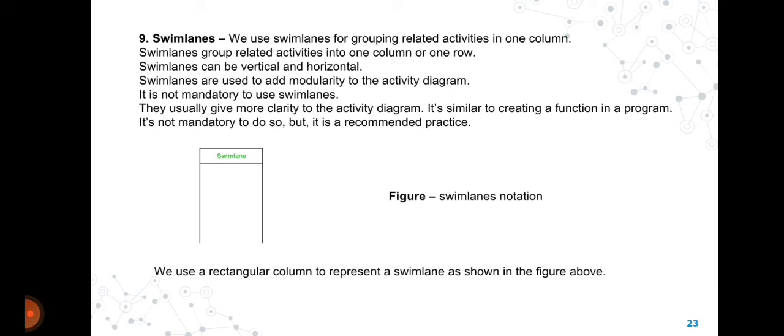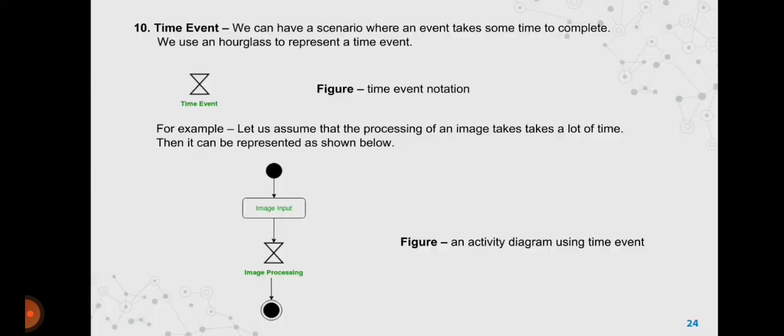They usually give more clarity to the activity diagram. It's similar to creating a function in a program. It's not mandatory to do so, but it is a recommended practice. Here we can see the notation for swimlanes. We use a rectangle column to represent the swimlanes as shown in the figure.